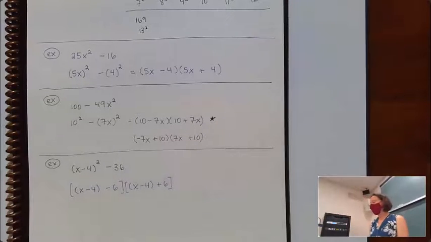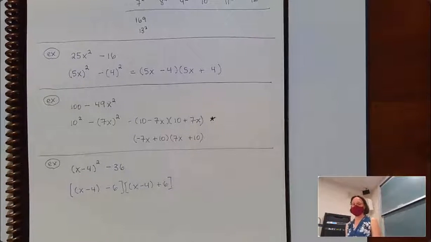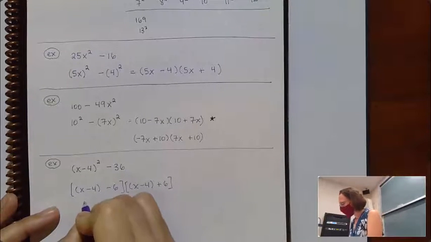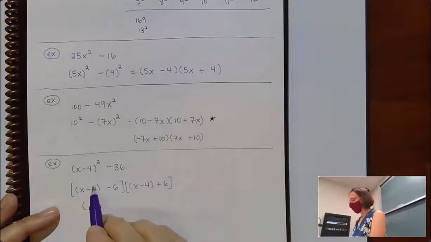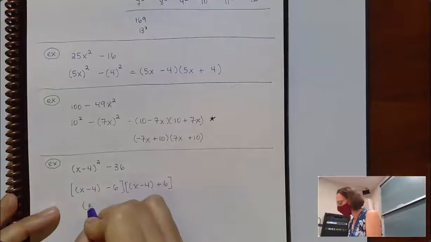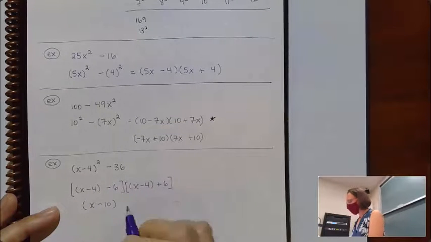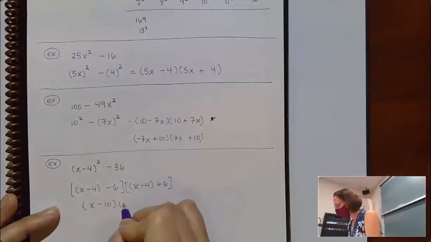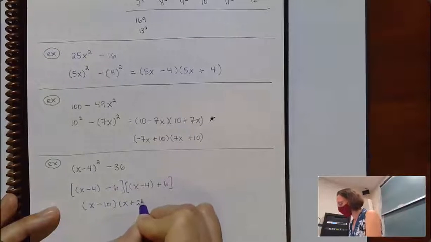Now, both of those I am going to want to simplify if I can. So inside this first set of parentheses, I've got x minus 4 minus 6, which would be x minus 10. And inside my second set of parentheses, I've got a minus 4 plus a 6, which leaves me with x plus 2.